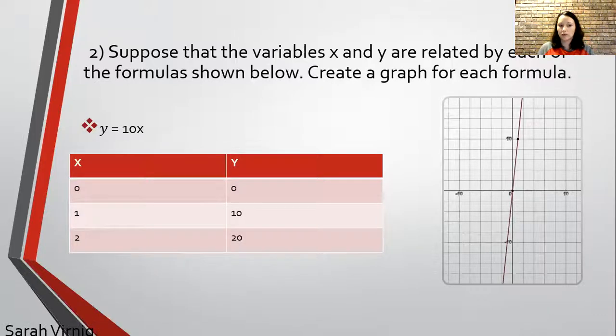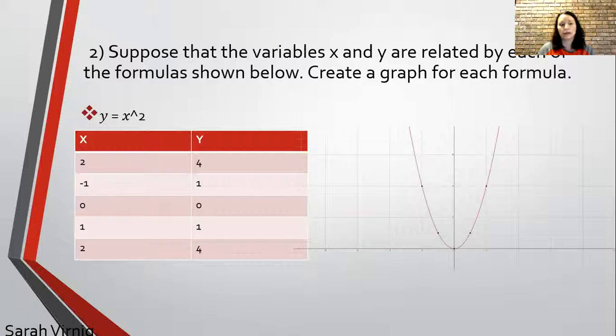So if we put in a 1, 10 times 1 will give us 10. If we put in 2, it gives us 20, 3 gives us 30, and so on. This one's kind of easy because 10 is all you're multiplying it by. All right, our next one, y equals x squared.